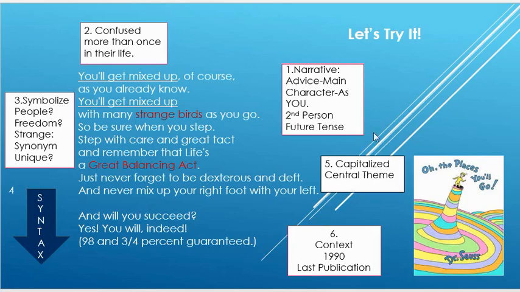All right, so let's do a close reading of this passage. The first part I have over here, this first note on the right, is the narrative. This piece is about advice. It is giving the main character, who is you, advice for life. This is written in second person. It is also written in future tense. It's talking about the future to come.